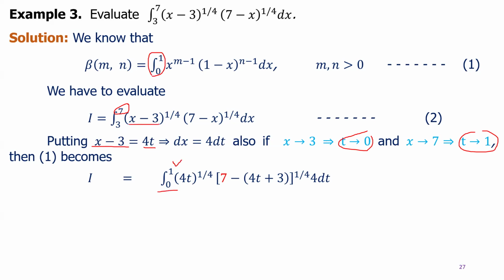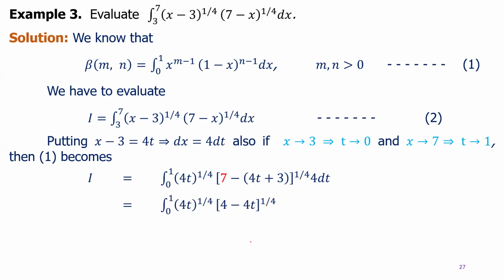Second thing, x minus 3. What is x minus 3? It is nothing but (4t) whole to the power 1 by 4 into 7 minus x. What is the value of x? x is equal to 4t plus 3, because if we move minus 3 to this side, then x is equal to 4t plus 3, again whole to the power 1 by 4, and dx is 4 dt.